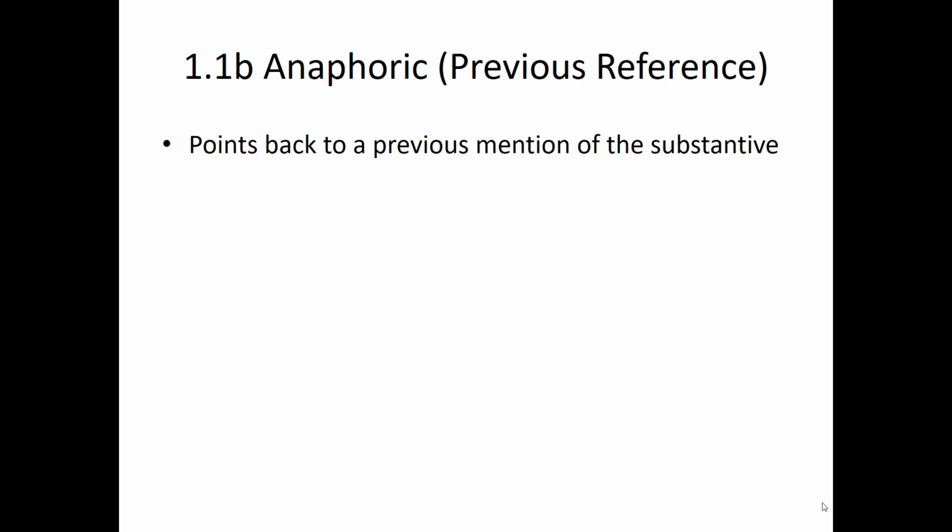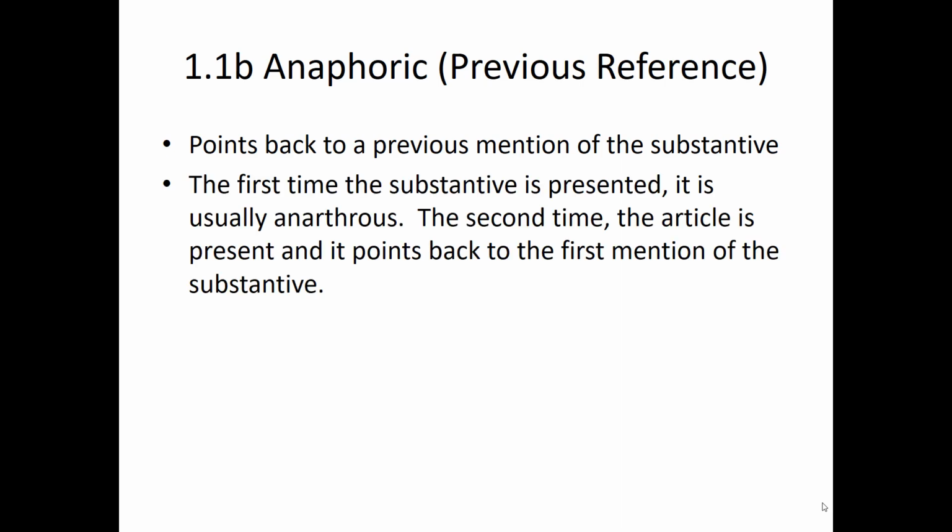The anaphoric use. This is the pointing backwards type of article. In this usage, the article will point back to a previous mention of the substantive. What will often happen is that the first time the substantive is mentioned, there will be no article. The next time it's mentioned, there is an article. So what this article does is it kind of points back and says, hey, you remember when we started talking about this noun, this substantive? We're talking about that same thing again.